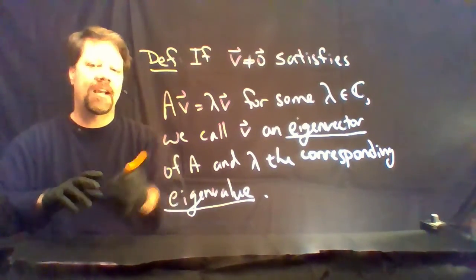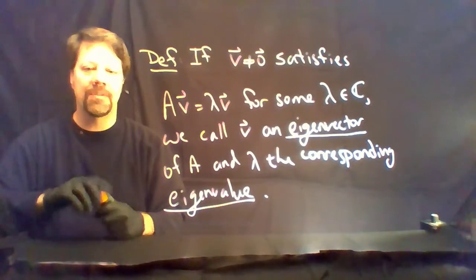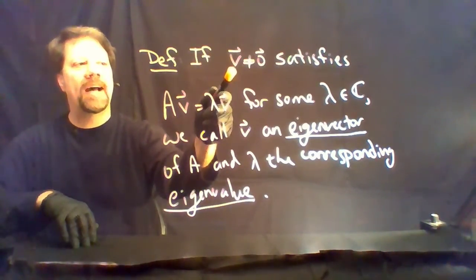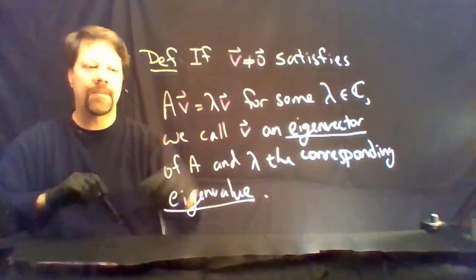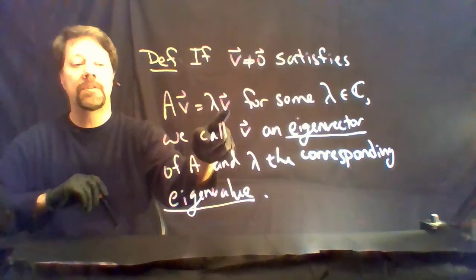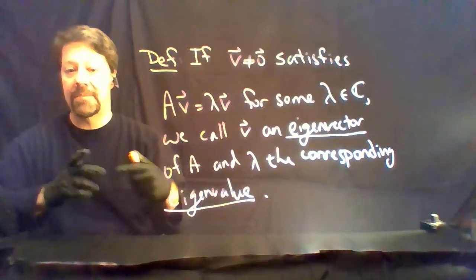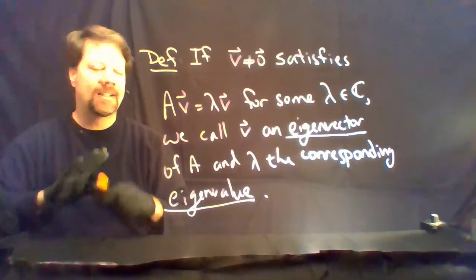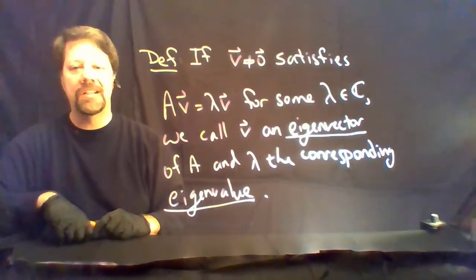The matrix A often rotates vectors. It doesn't rotate these eigenvectors, it merely rescales them. Note also that eigenvectors cannot be zero vectors. Otherwise, this would be true for any zero vector and for all numbers lambda. Every number lambda would be an eigenvalue in that case. That's not what we're talking about. Eigenvectors are non-zero vectors.